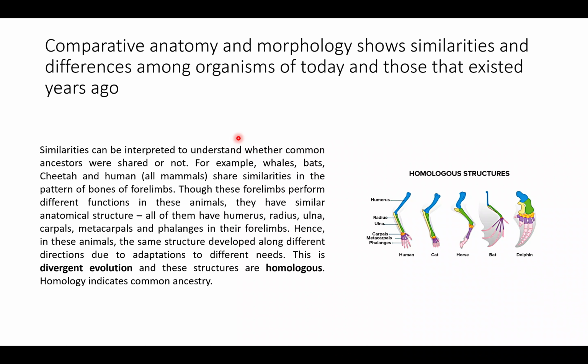So now I'll be talking a little more about the more accepted theories of evolution. There's something called comparative anatomy and morphology that shows similarities and differences among organisms of today and those that existed years ago. We will see how we have similarities and differences in doing the same function, and if these similarities or differences are there, then a common ancestor might be there in the past.